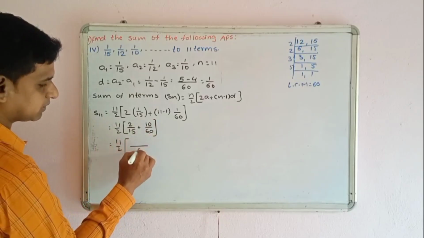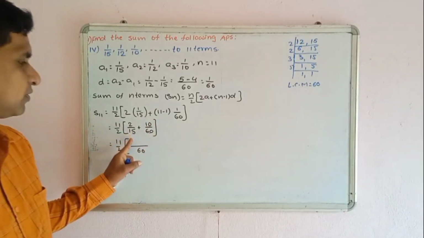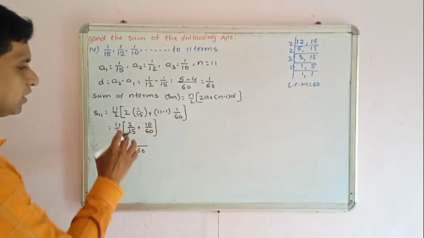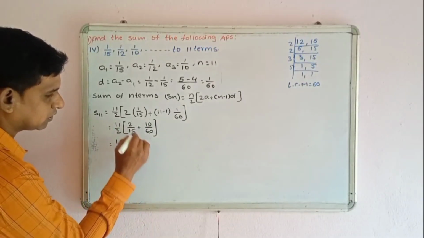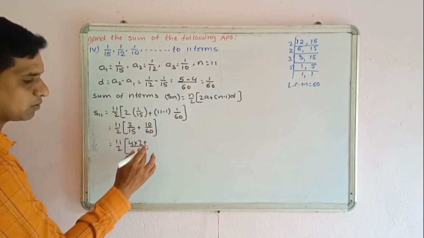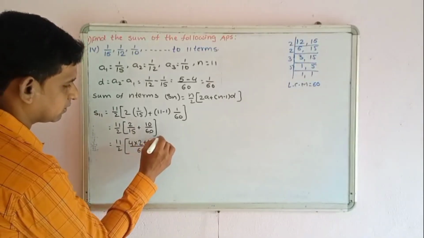15 and 60, LCM is 60. So 15 is a factor of 60, so LCM is 60. 15 how many times? 4 times. So 15, 4 times, 4 into this number 2, plus 60 how many times? 1 time. 1 into 10.